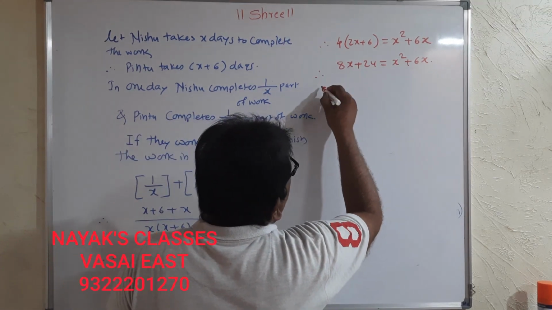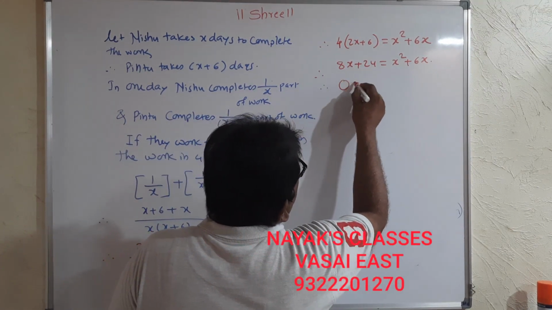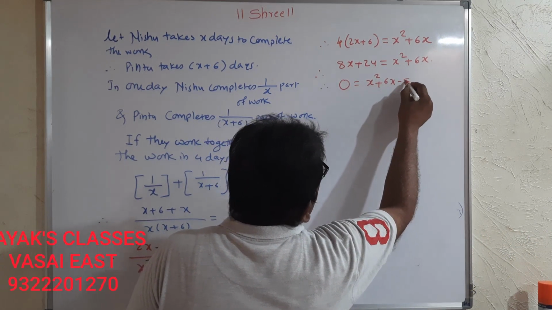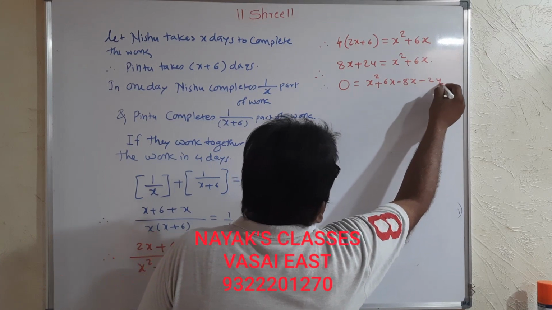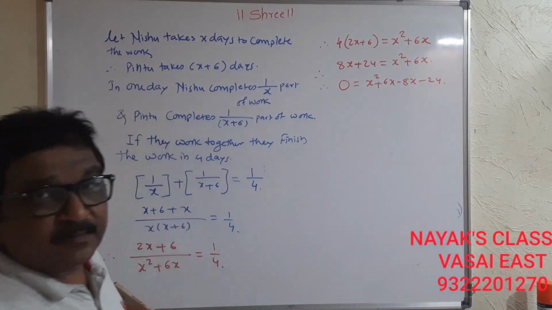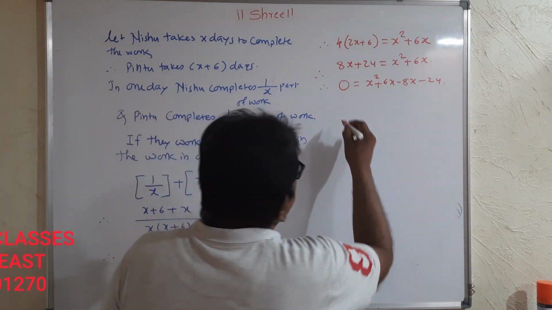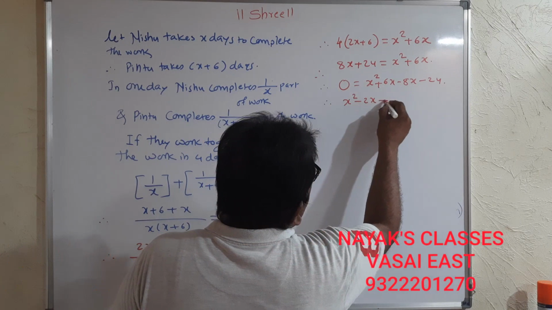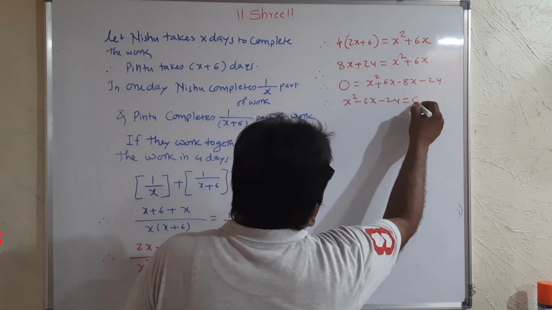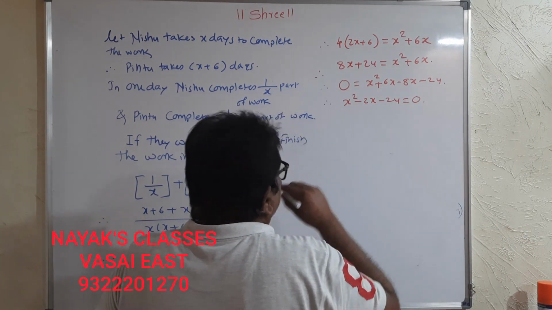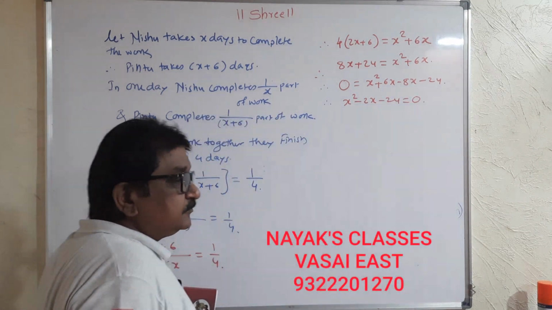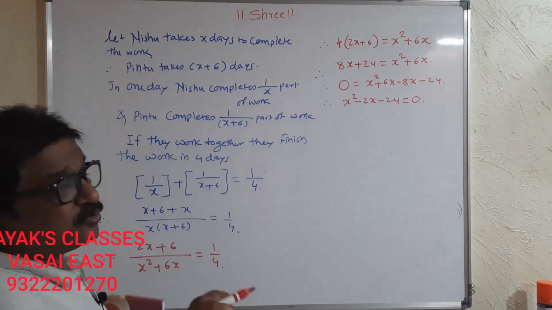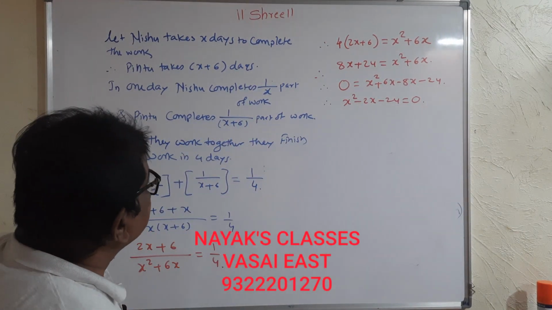Taking out to the RHS, 0 is equal to x square plus 6x minus 8x minus 24. After that, x square minus 2x minus 24 is equal to 0. Interchanging the sides. First we transfer the things and then interchange, so there will be no sign change.